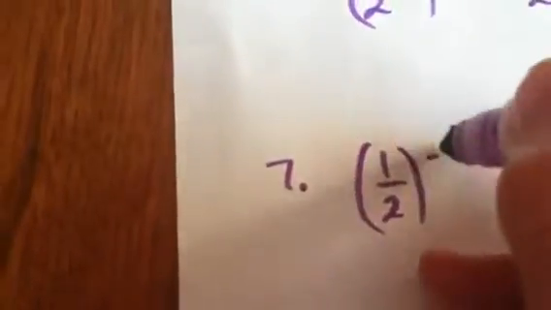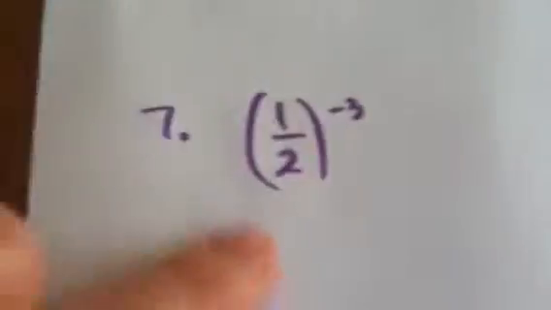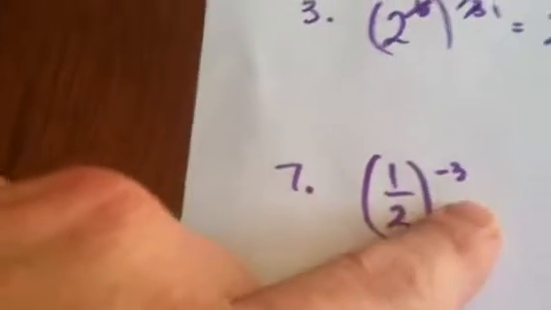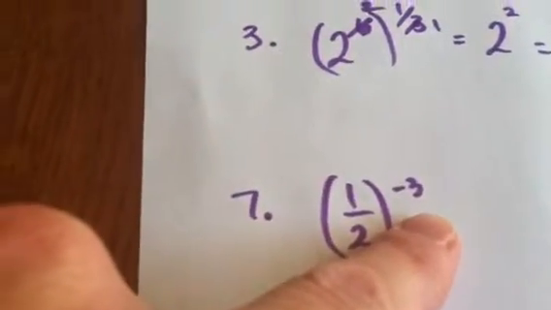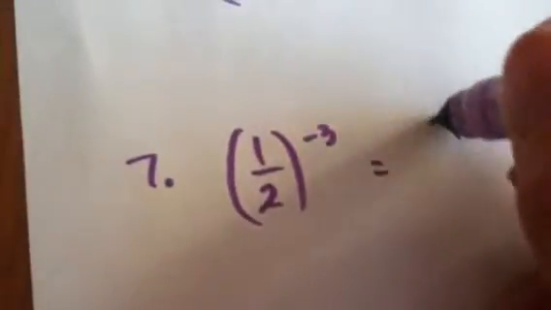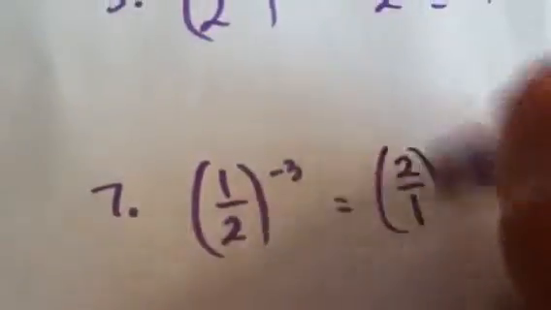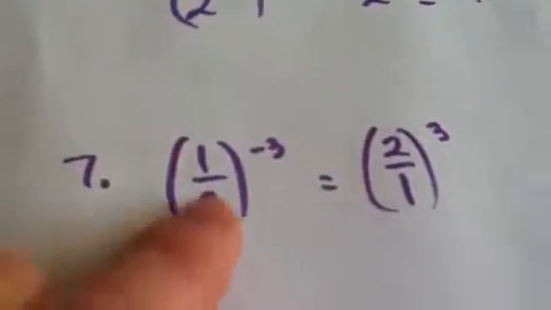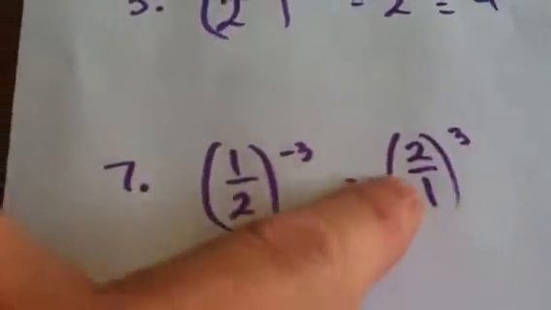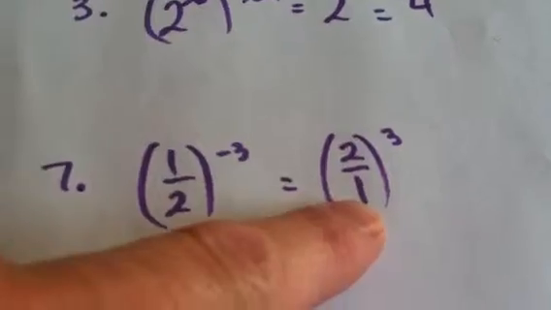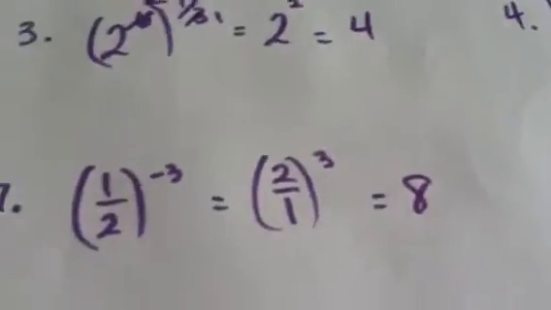Okay, I'm going to do number 7. I see number 7 is a little tricky. This is not a negative number. It's a negative exponent. Do you remember how to get rid of negative exponents? Do you remember you flip it? So it would be 2 over 1, and then it becomes a positive exponent. So that's how you get rid of negative exponents. Obviously, 2 over 1 is just 2. So you have 2 to the 3rd, which is 8, because 2 times 2 times 2 is 8.